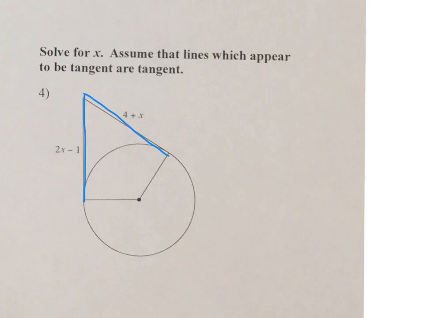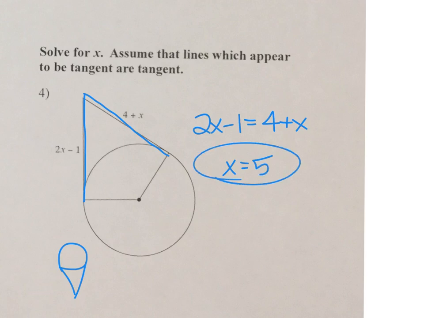And the reason is because I think about an ice cream cone. It's going to be the same on each side. And so these are going to be the same on each side as well. So to solve this, you would literally just set them equal to each other. 2x minus 1 equals 4 plus x. And you'd solve that, and you would get x is 5, which is the answer there. If it asked you to find the actual measurements of those, you would plug 5 in.